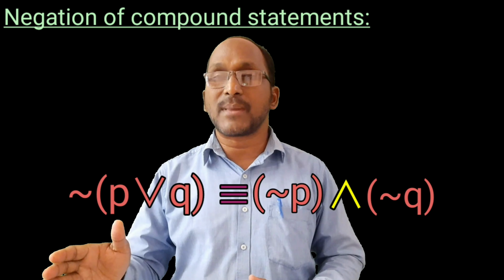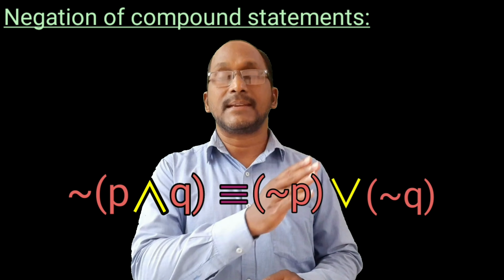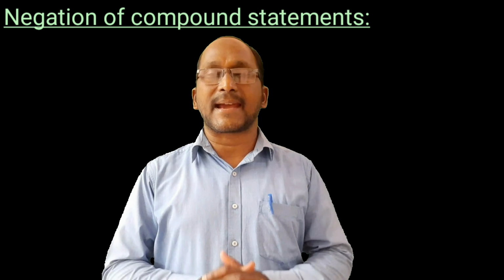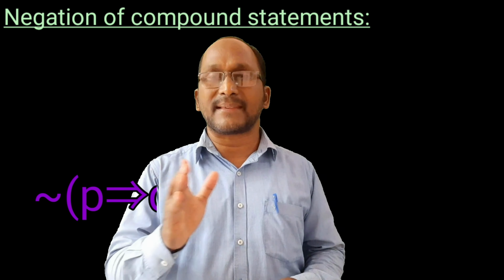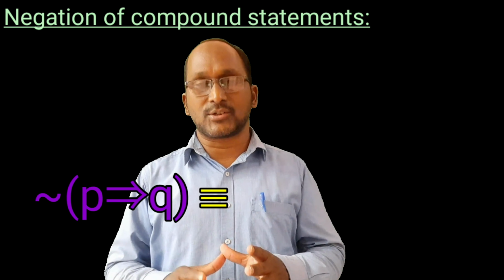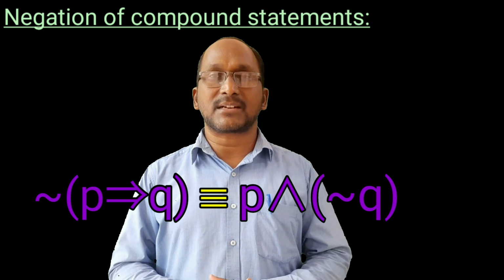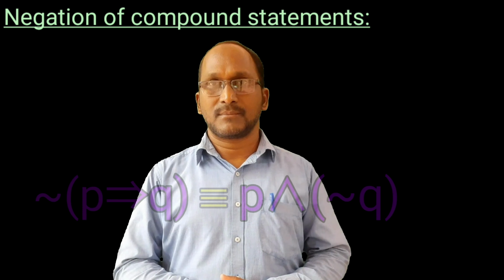Next one, the negation of a conjunction, that is negation of P and Q is equivalent to negation P or negation Q. Next one, the negation of a conditional, that is negation of P implies Q is equivalent to P and negation Q. Now let us try to understand this negation through one example.